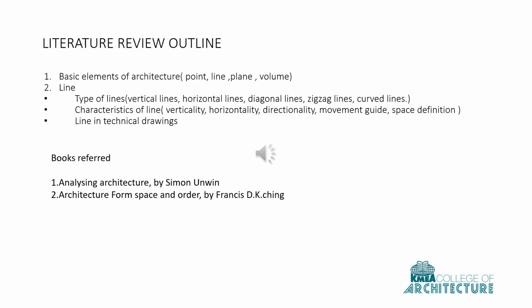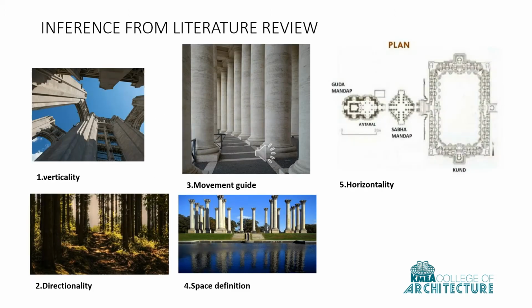Talking about the literature review, the topics I have covered are the basic elements of architecture, that is point, line, plane, volume. From that, about lines, types of lines, characteristics of lines, and lines and technical drawings. For this, the books I have referred to are Analyzing Architecture by Simon Unwin and Architecture: Form, Space and Order by Francis D. K. Ching. Characteristics of lines: verticality, horizontality, directionality, movement guide, and space definition.